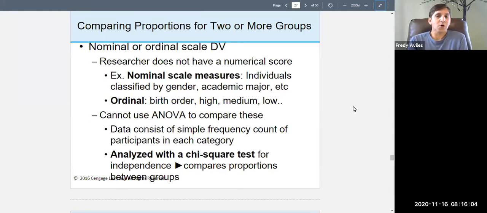You have to use what's called a chi-square test. Chi-square test of independence, right? That compares the proportions. It compares the frequencies among the different groups. Obviously, you guys are not going to have to do a chi-square, but you have to know that that's what you use. You use a chi-square when you don't have numbers, when you have categories.